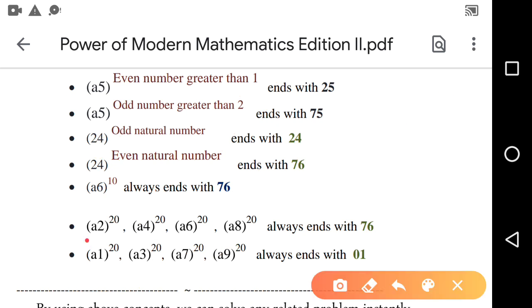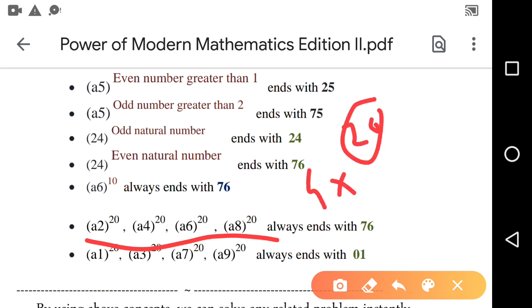In general, friends, the periodicity of the last two digits is 20, that is 4 into 5 raised to m minus 1, where m is the number of digits. So the periodicity of the last m digits is this. So for the last two digits it is nothing but 4 into 5 raised to 2 minus 1, that is 5, so 20.